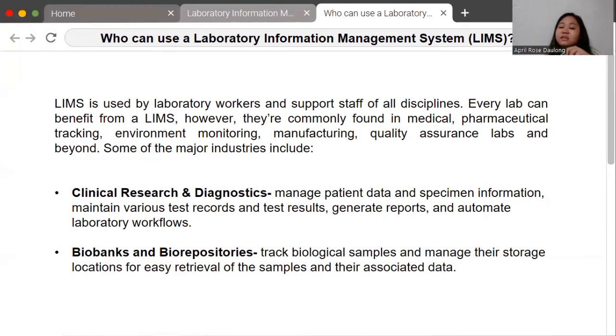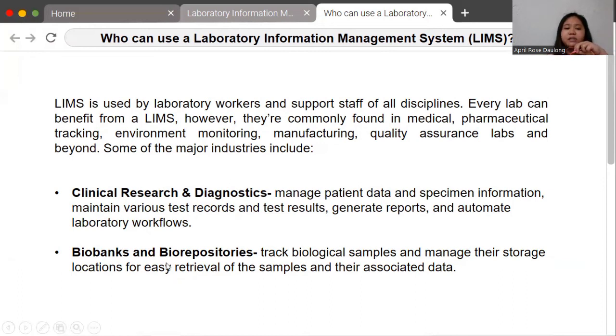So, as what I've said kanina, di ba, ang purpose niya is kanang produce siya mga accurate results or mga reports, and also makamanage siya or sample management. Like store siya mga accurate data and information.